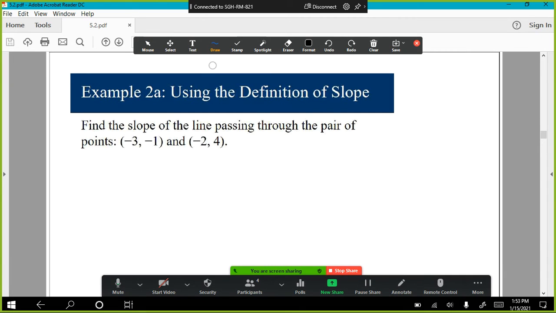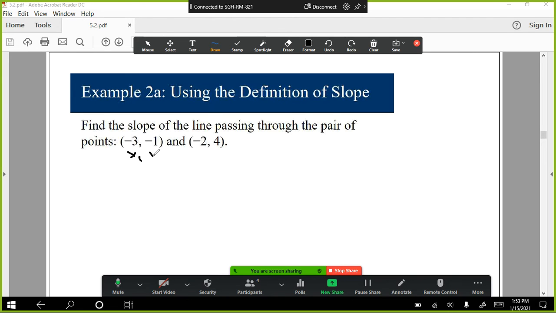is sometimes I like to just say, okay, this is x1, this is y1, this is x2, and this is y2, but you don't have to take your time and label those if you don't want. And the formula is y2 minus y1 over x2 minus x1. So what we're going to have, 4 minus -1.